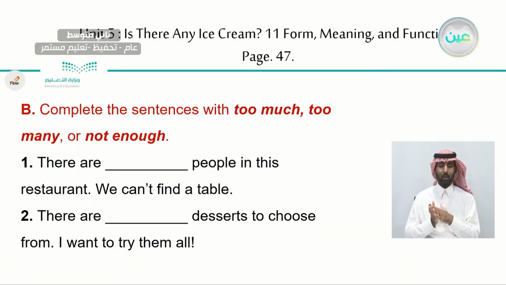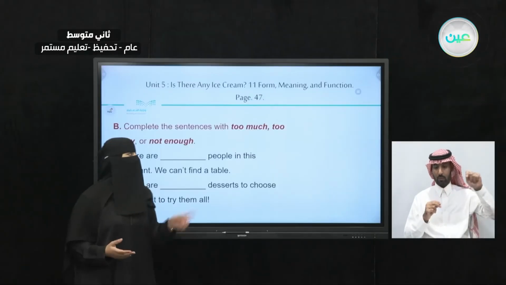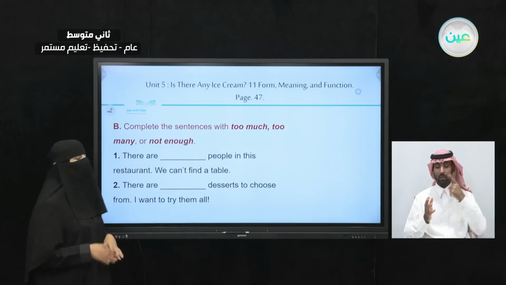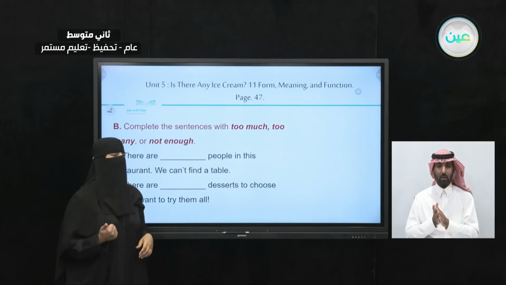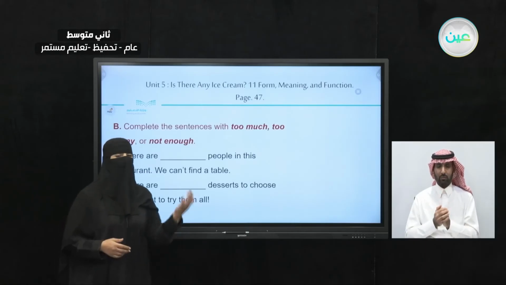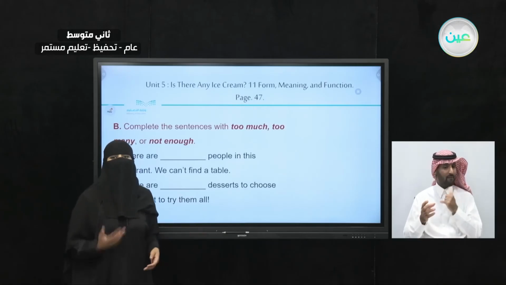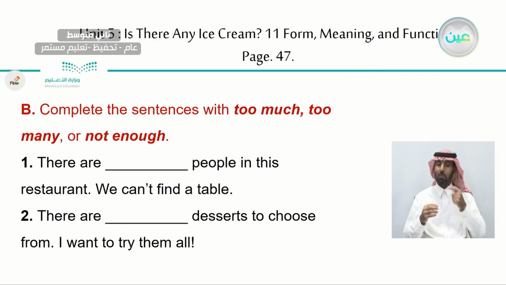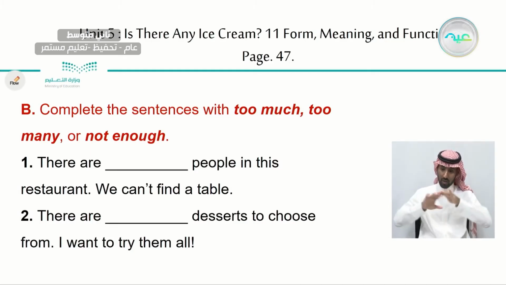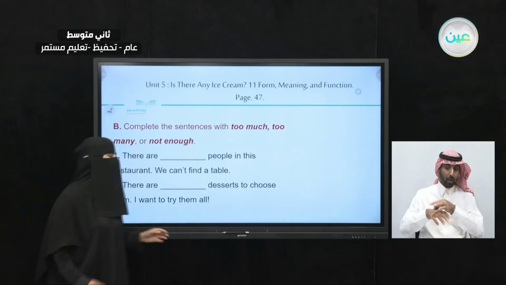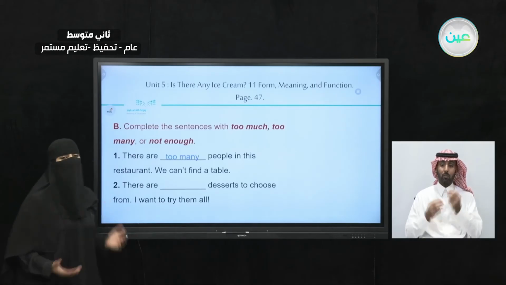Now, after doing this example with too and enough, let's complete these sentences with too much, too many, or not enough. Do you remember the usage of too much? It's for the non-count nouns. Too many for count nouns. The first one: there are something people in this restaurant. We can't find a table. So for this noun, people, what are we going to use? Too many or too much? There are too many people.